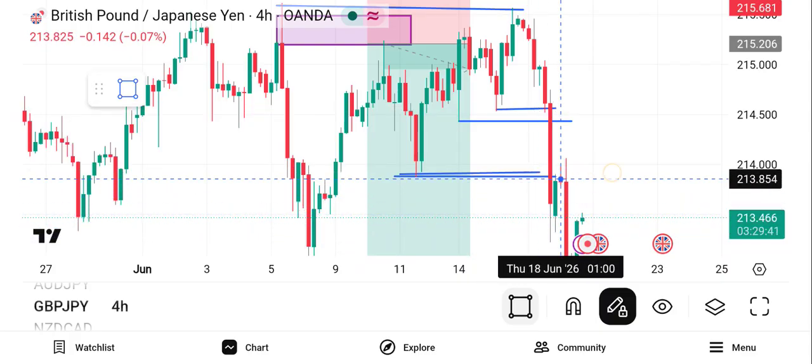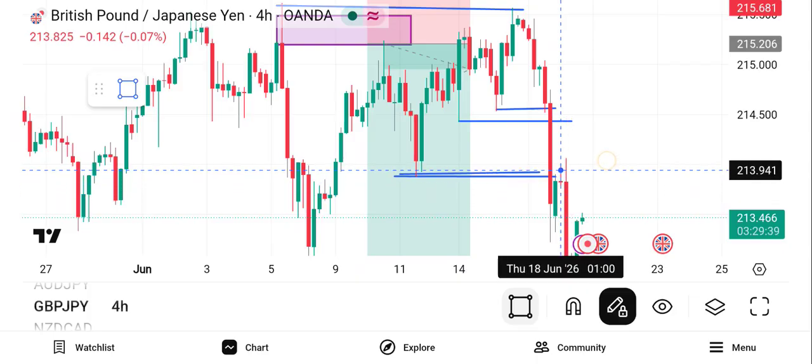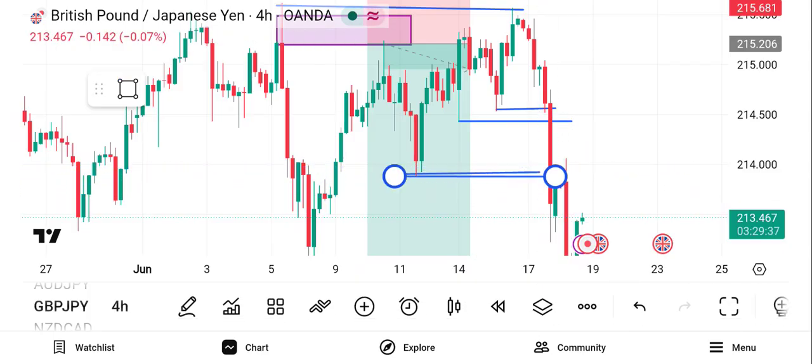So now the third rule says I should mark out all the possible points of interest. So let's mark out all the possible points of interest.